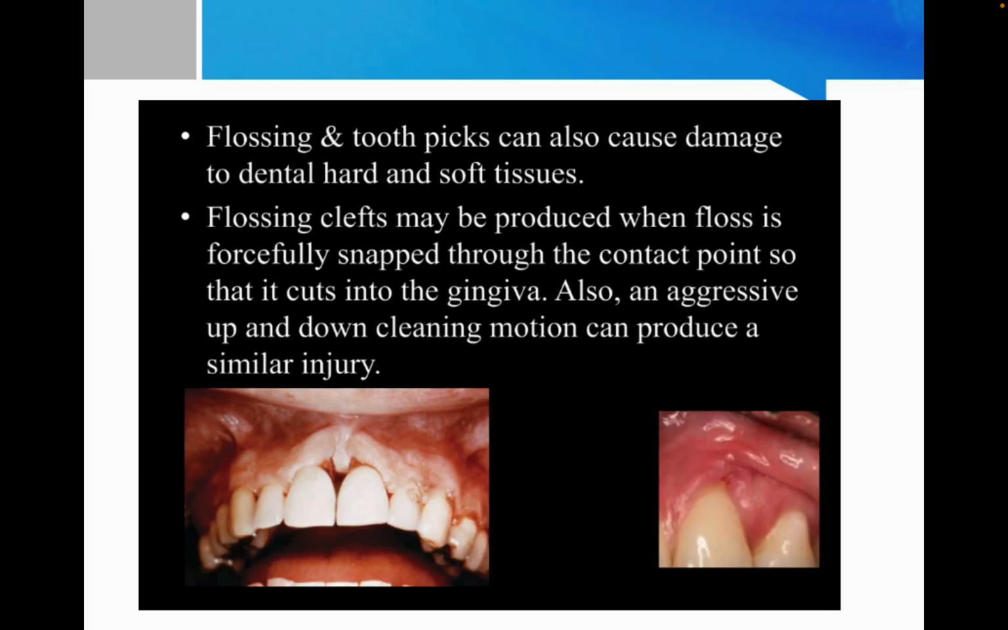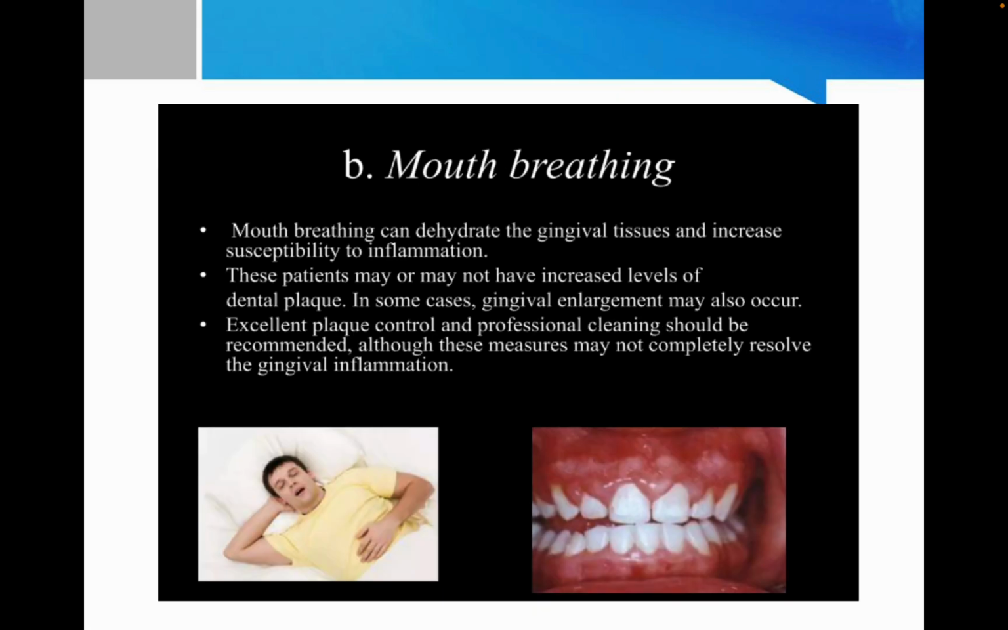Flossing and toothpicks can also cause damage to dental hard and soft tissues. Flossing clefts may be produced when floss is forcefully snapped through the contact point so that it cuts into the gingiva. Mouth breathing can dehydrate the gingival tissues and increase susceptibility to inflammation. These patients may or may not have increased levels of dental plaque. In some cases, enlargement may also occur.